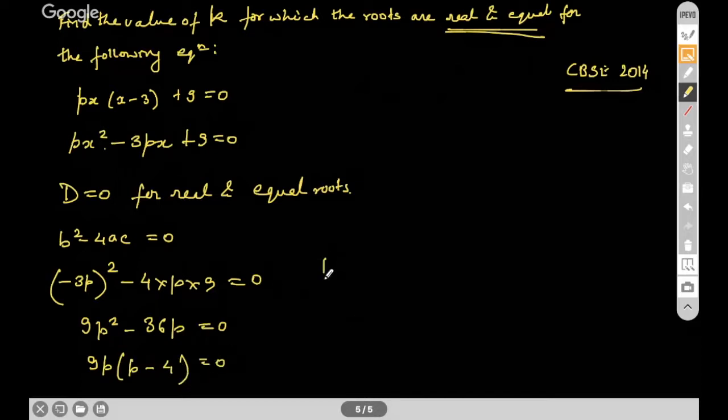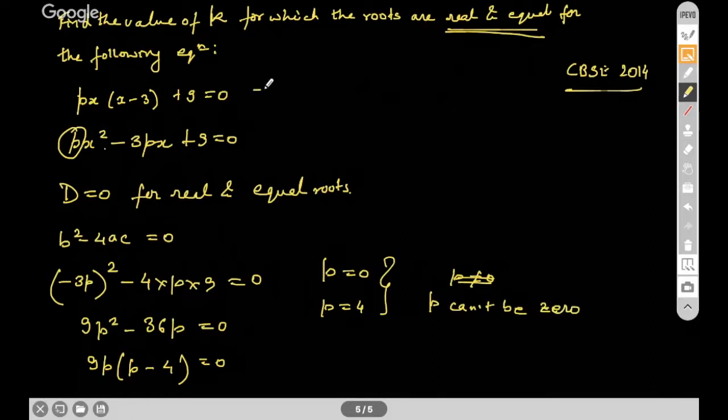If this is the case, then either p equals 0 or p must be equal to 4. Again, there are two solutions to this. So let us check if p equals 0. Actually, p cannot be 0. Why? In a quadratic equation, the coefficient of x squared cannot be 0. So hence, you have to write p can't be 0. But let us check what if p equals 4. So if p equals 4, the equation becomes 4x squared.